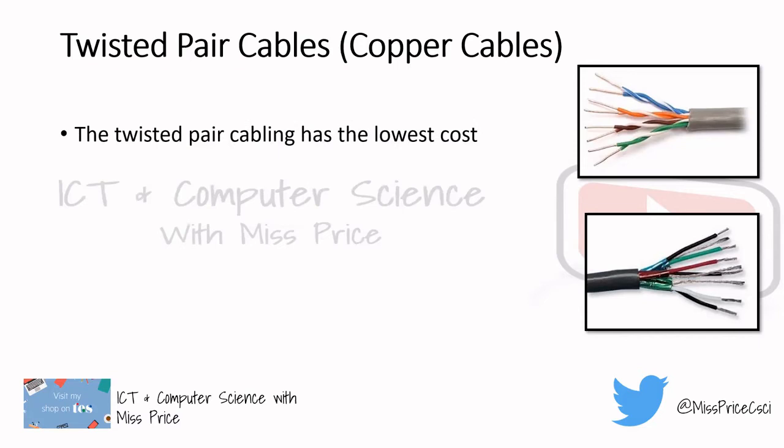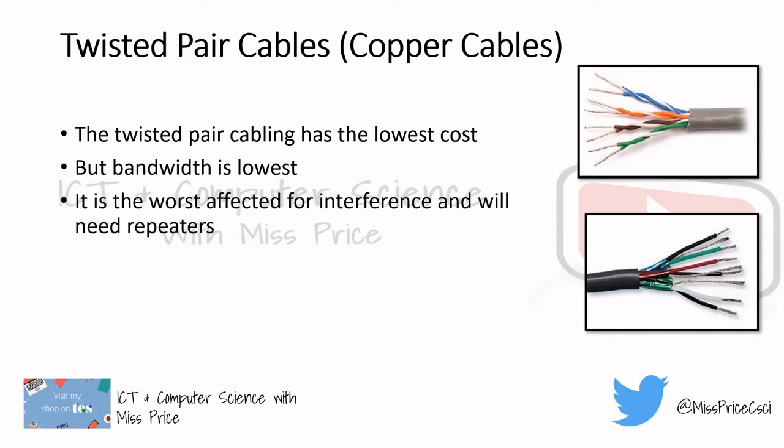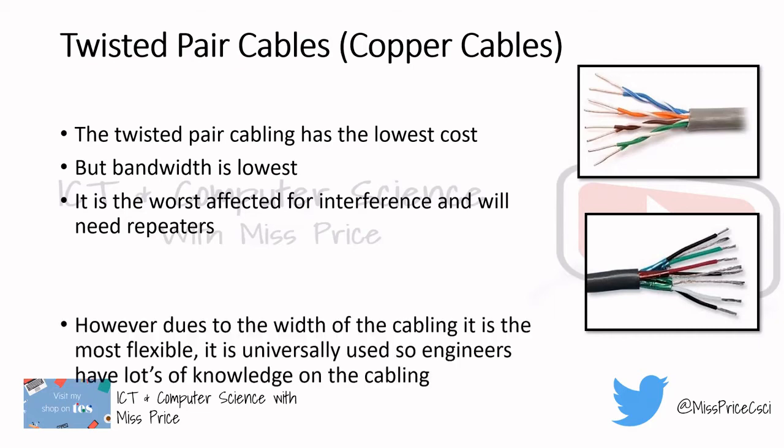So with the copper cable, we know lots about it, because it's been around a long time, so we're very used to it. We know about it, and a lot of problems have been prevented. And it is of the lowest cost because it's been around for so long. But the problem is the bandwidth is actually lowest, and carrying the demands of today's technology can be quite tough. It's also the worst affected by interference, and it will need repeaters.